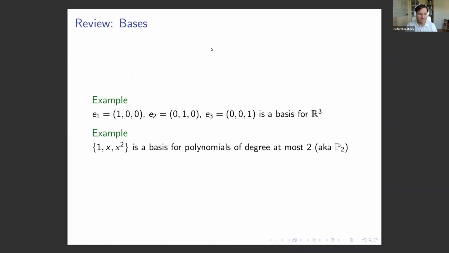The most typical example people do in this case is the canonical basis in R3, or 1, x, and x squared, which is the basis of polynomials of degree at most 2, or the space P2.